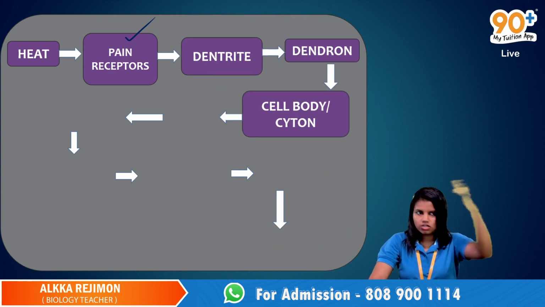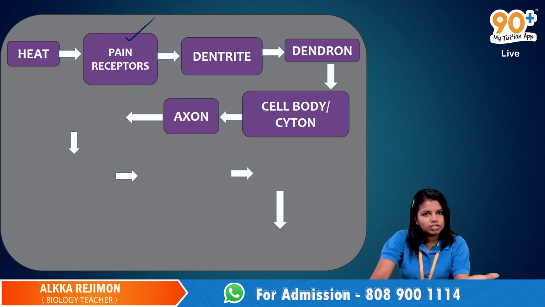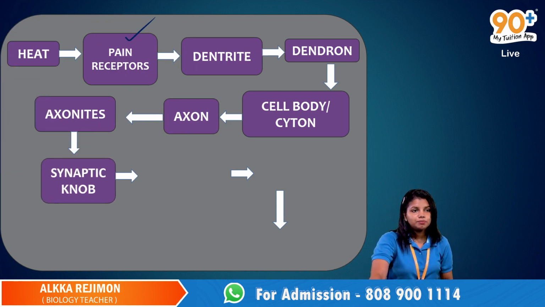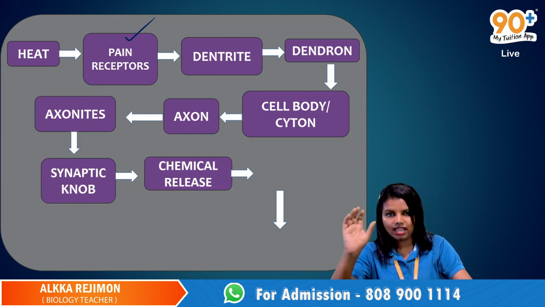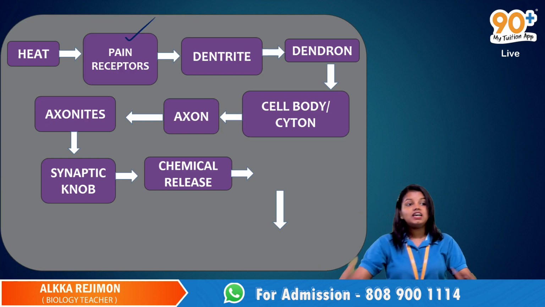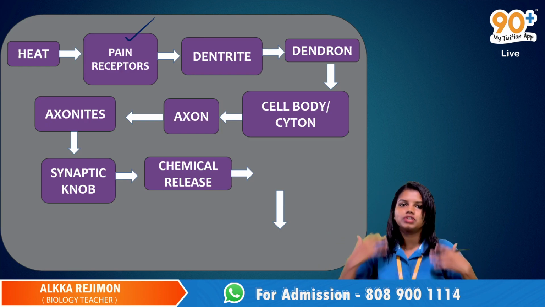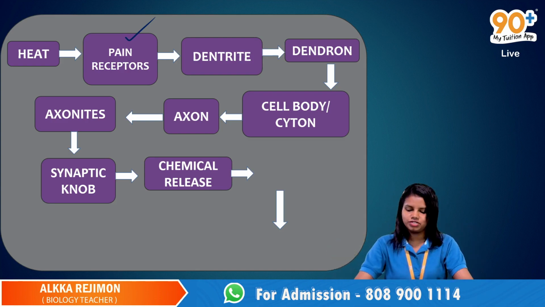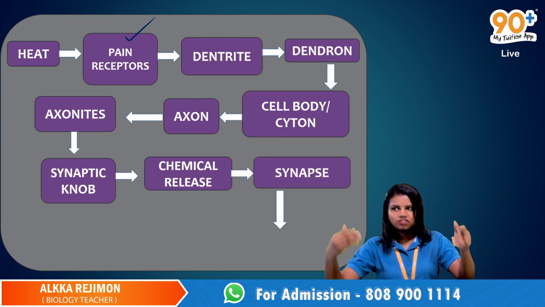Just remember the structure of a neuron. I'm talking about the structure of a neuron. And from the cell body, the impulse goes on to the axon, to the axonites, to the synaptic knob. Once the impulse has reached the end of the nerve or the synaptic knob, then a chemical release is happening, which, as I've already said, the neurotransmitters get emitted out of this synaptic knob. And yes, this chemical release is basically given into the synapse.